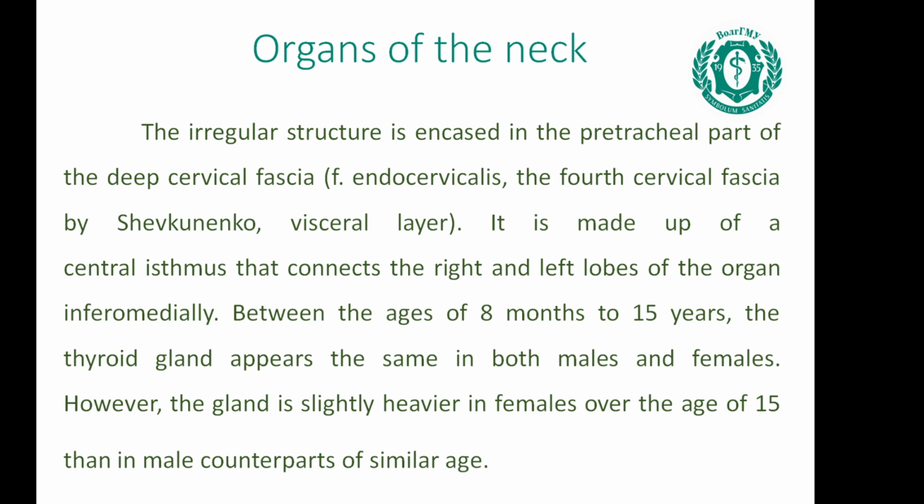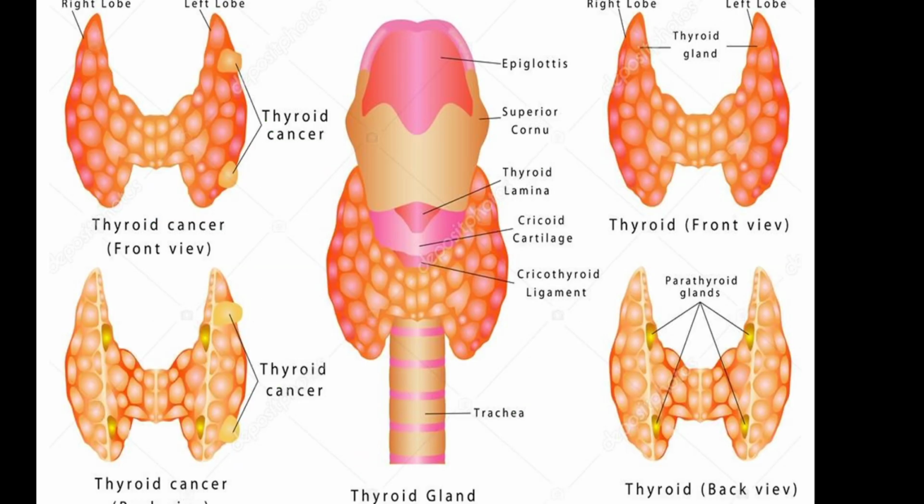organ intermedially. Between the ages of 4 months to 15 years, the thyroid gland appears the same in both males and females. However, the gland is slightly heavier in females over the age of 15 than in male counterparts of similar age. The structure of the thyroid gland.